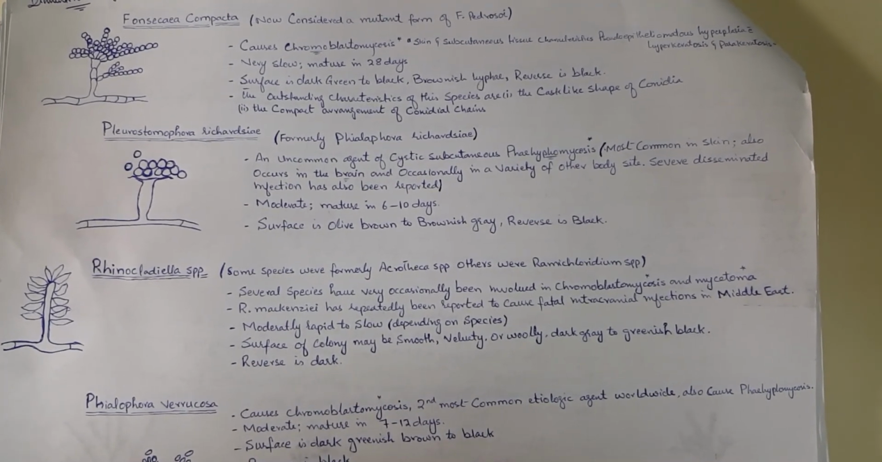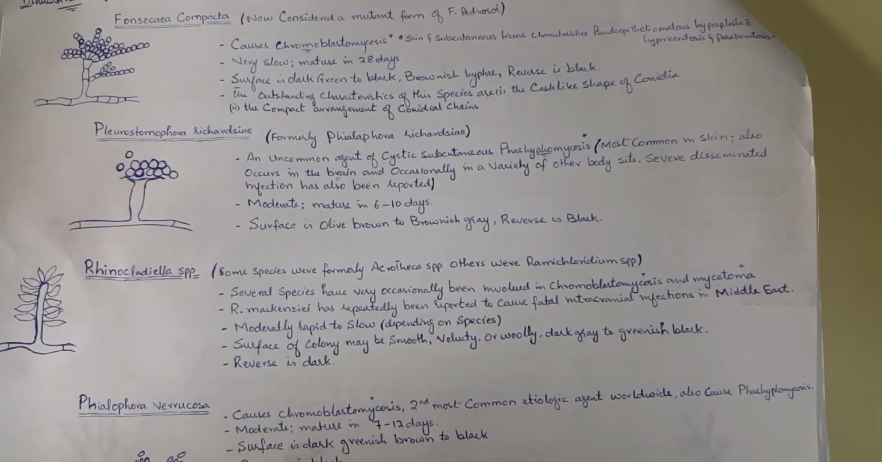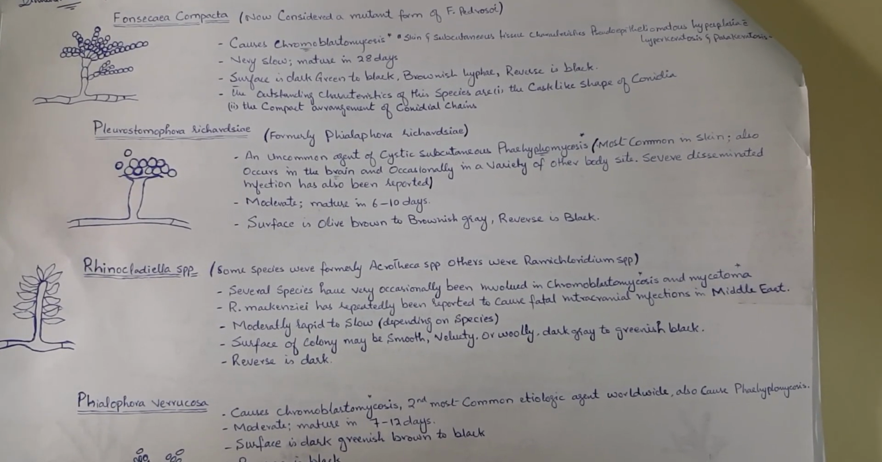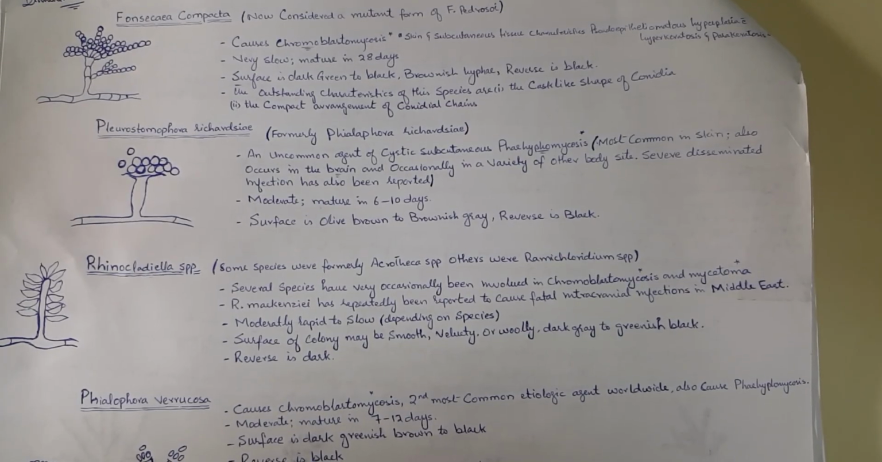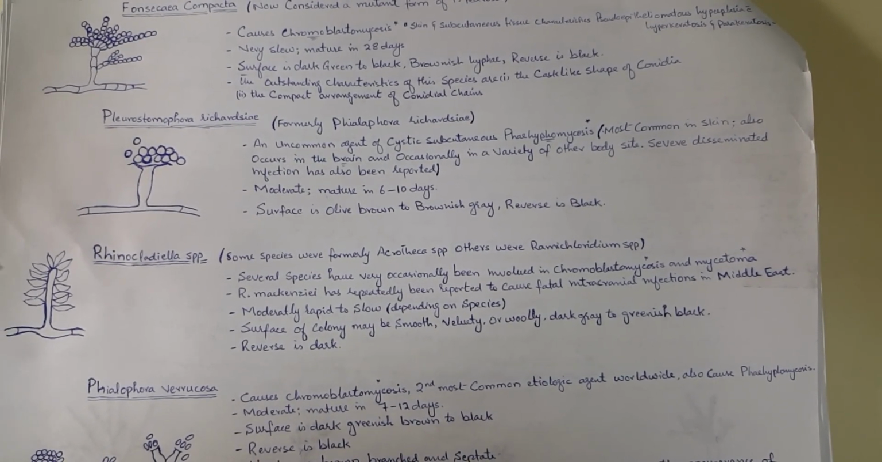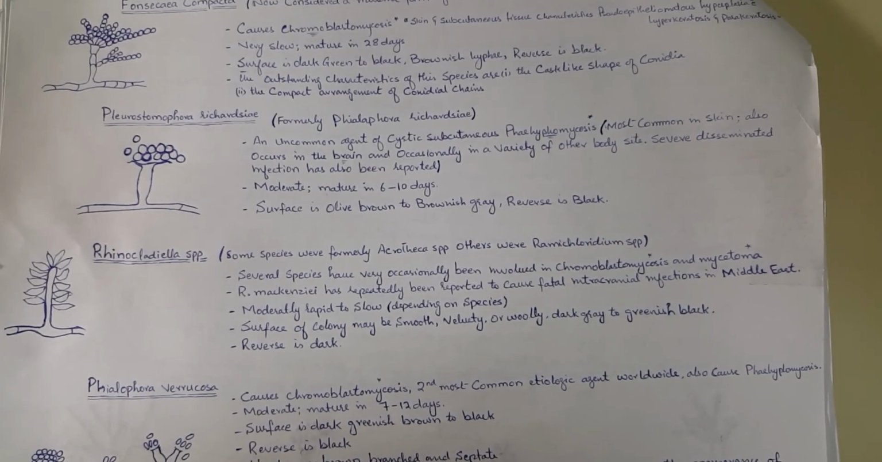Surface is dark green to black and brownish. Hyphae reverse is black. The outstanding characteristics of this species are the cast-like shape of conidia and the compact arrangement of the conidia chain.